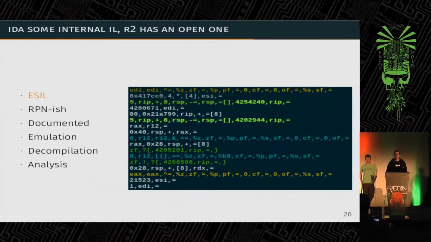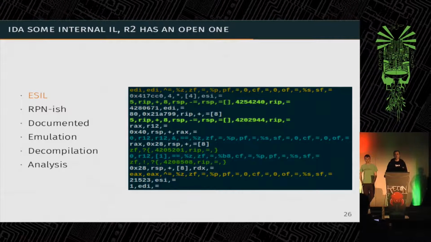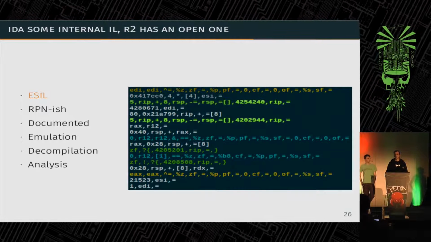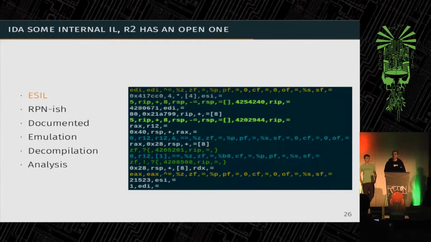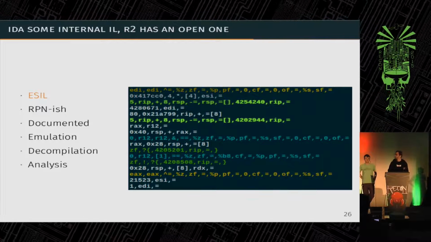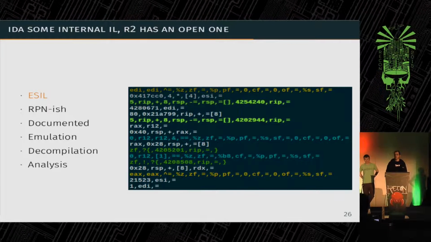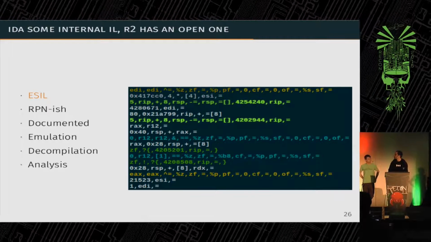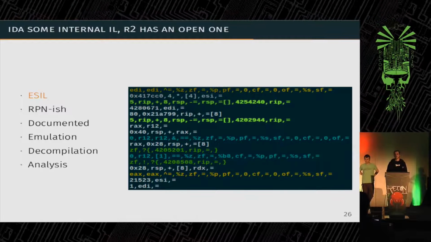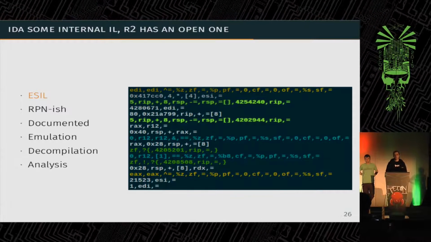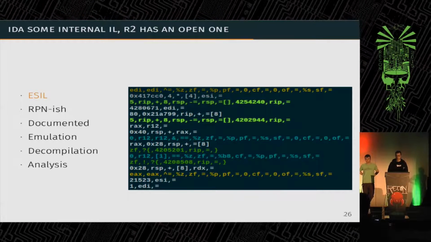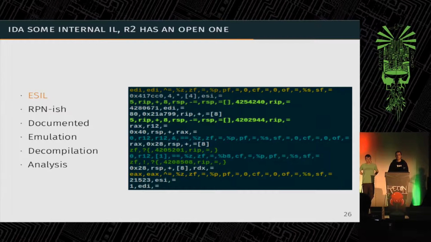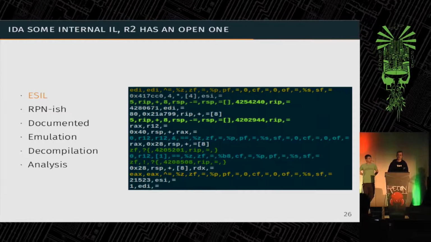There is an internal representation language in IDA and also in R2. It's called ESIL. It stands for Evaluable Strings Intermediate Language, something like that. It's RPN-ish, so it's awful to read, but it's documented and it's easy to write and to parse. This is an excerpt of ESIL, and it's currently used for emulation. We've got some kind of emulation working that is pretty useful for CTF or to pwn some keygen. And it's currently used also for decompilation and maybe later for analysis.